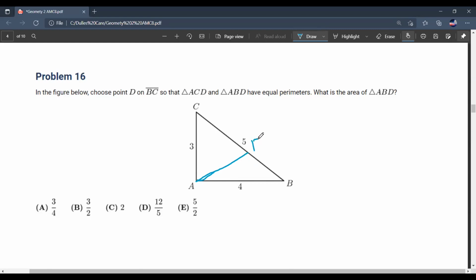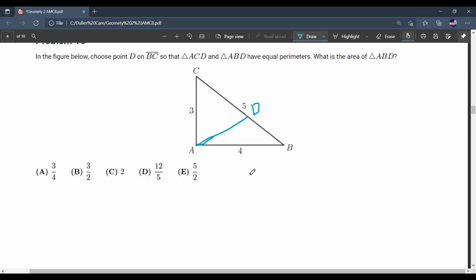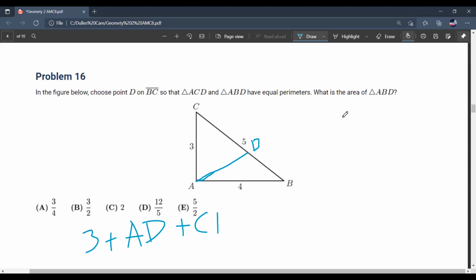So let's put point D here. We know that ACD and ABD have equal perimeters. So what does this mean? This means that AC plus AD plus CD is equal to AB, which is 4, plus DB, or plus AD plus DB. Here AC is 3.